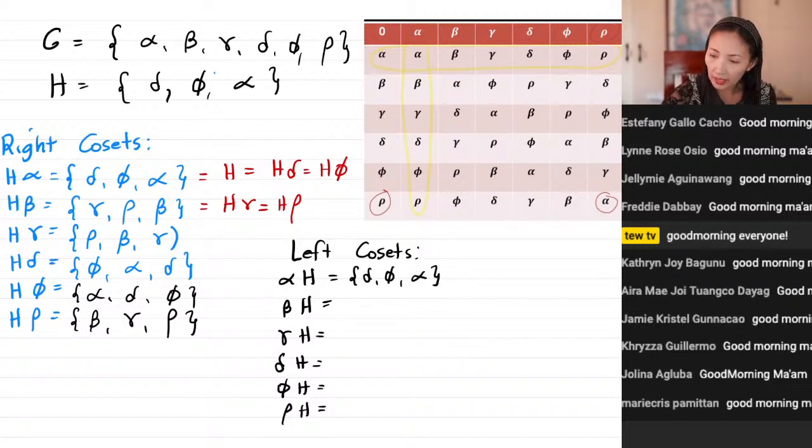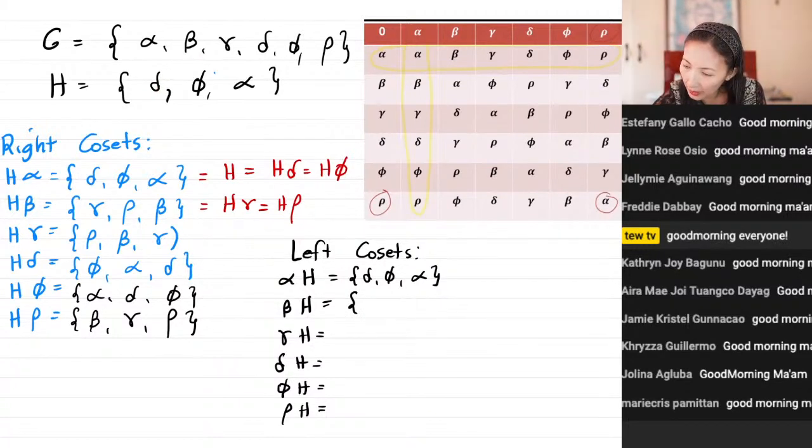Next, beta times, we are reversed now. Beta times delta. Beta times delta is rho. So, I'm going to write here rho. Next, beta times phi. Beta times phi is gamma. Next, beta times alpha is beta itself because that's the identity element.